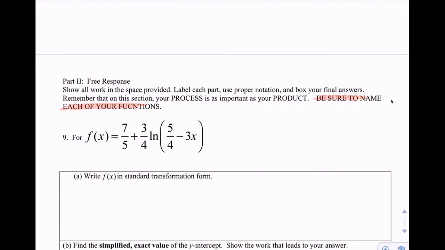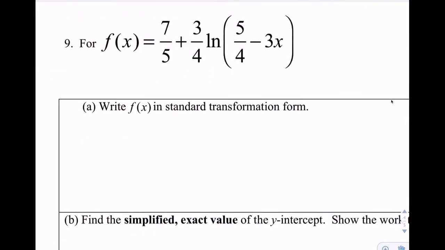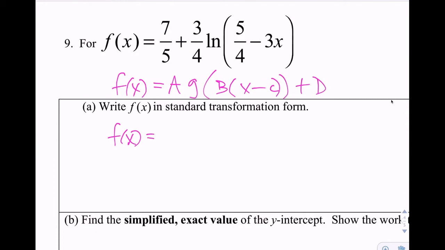All right? Good. Write that in standard transformation form. Standard transformation form, remember, is a times g of b times x minus c, close, plus d. That is it. That's the form. Can't have a d in the back, can't have an x term second. It has to look like that. So here we go. f of x is equal to, the 3/4 is good. I got the natural log of, I'm going to commute the terms first. And then plus 7/5. Can we stop there?